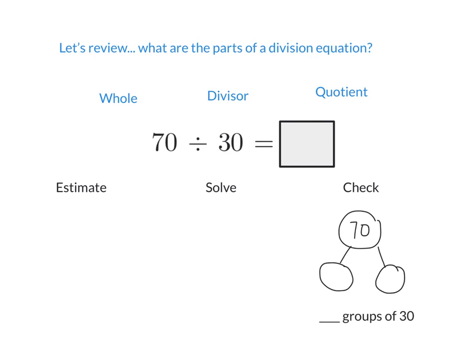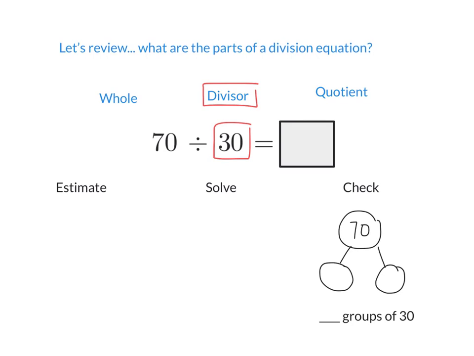Okay. So in our learning goal today, we said we're going to use what we know about estimation and math facts to divide by two-digit divisors. Which number are we talking about? The first number, the second number, or the third number? Second. So today we can expect all of the divisors to be two-digit numbers. Okay? Let's solve this problem. 70 divided by 30. Go ahead and write that in your notebook.